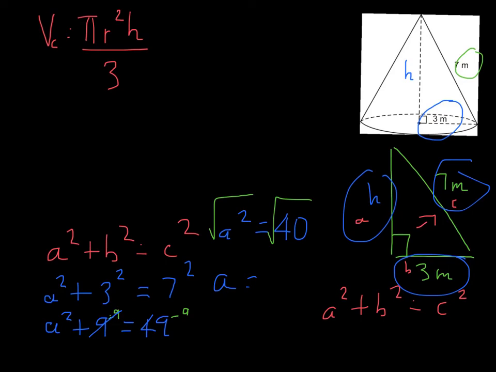So put that onto your calculator. The square root of 40 is equal to, round it off to 2 decimal places is fine, 6.32. So the height is therefore going to be equal to 6.32 meters. Now we can go and plug that into our volume formula. Okay, so let's do it up the top here.